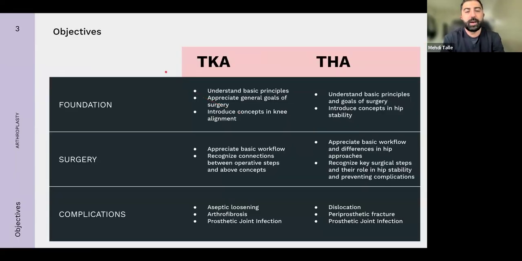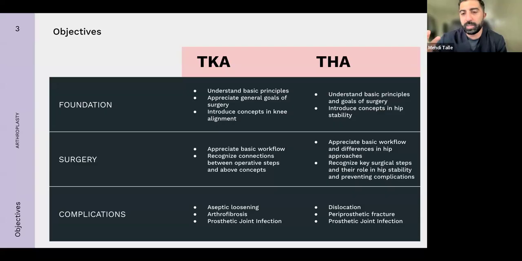So some objectives. With total knee, we'll set the foundation at first: understanding basic principles of surgery, appreciating the general goals that we hope to achieve when we do a total knee, and then introducing some of the concepts in knee alignment. Then when we transition to talk about the actual surgical management, we'll try to appreciate the basic workflow. Then hopefully we can teach you how to recognize the connections between operative steps and the above concepts. And then we'll lastly finish off with complications, namely aseptic loosening, arthrofibrosis, and a bit about PJI.